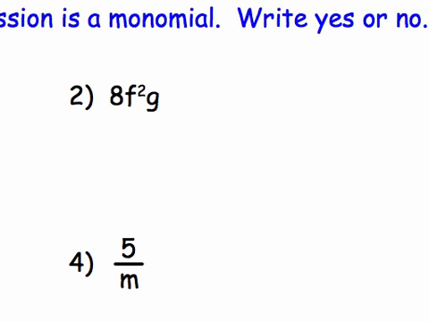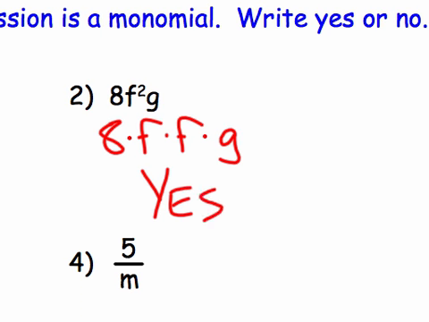If you look at number 2, we have an f squared in there. Does that make a difference whether it's a monomial or not? It actually doesn't, because this is the same thing as writing 8 times f times g. Well, it's numbers, variables, and the product of both. So yes, that would be a monomial.